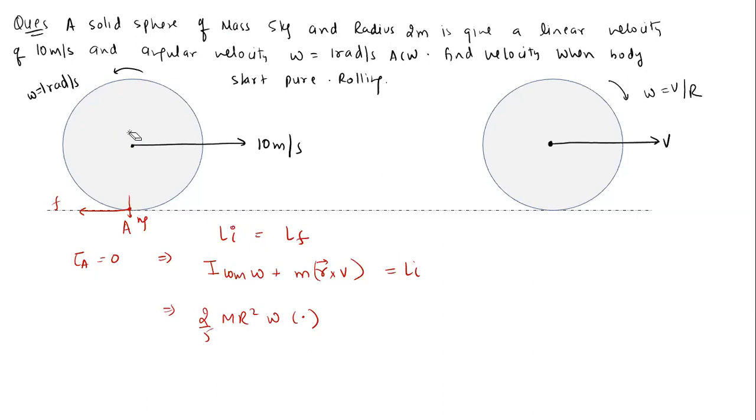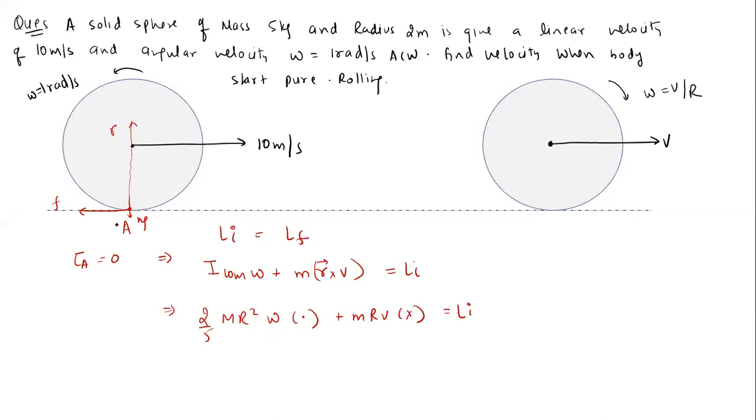What about m r cross v? Now the radius vector for the center of the mass is on this side, and our velocity is this. So m r cross v will be inside the plane. So m r v inside the plane, cross. This is the value of initial angular momentum. Did you understand this? Yes or no? Why it is dot, why it is cross? Don't make a small mistake, okay?